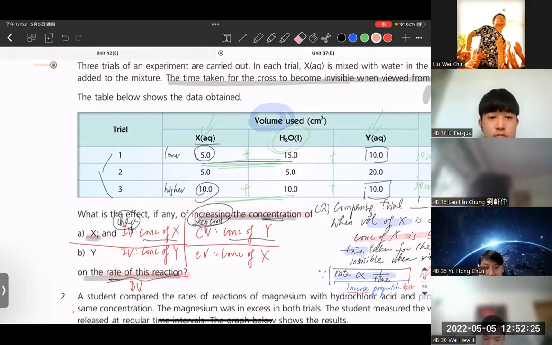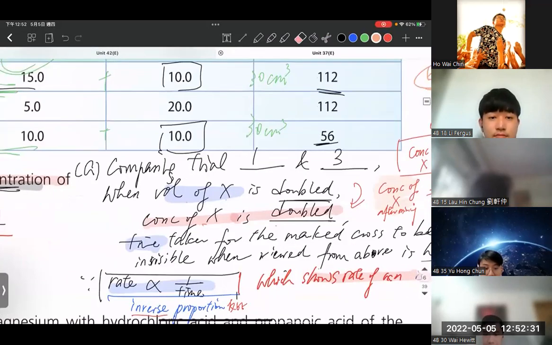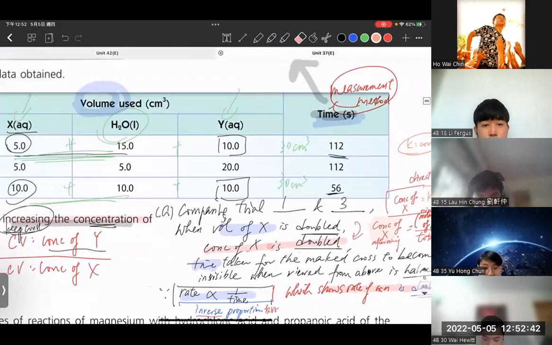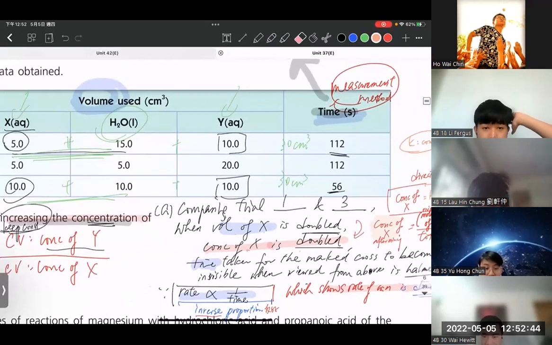Do you understand? So you may see that for those two items, the volume of X is double, the concentration of X is double. You should tell it yourself, not the question. So that's why we call this data very indirect data. Do you understand? You have to show it vividly, you have to show it clearly that there is a relationship.